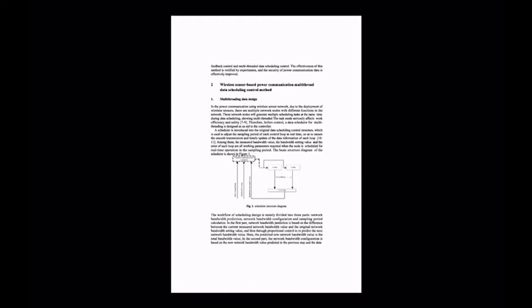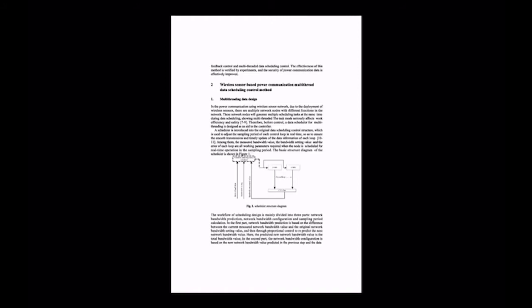Therefore, before control, a data scheduler for multi-threading is designed as an aid to the controller. The scheduler is introduced into the original data scheduling control structure, which is used to adjust the sampling period of each control loop in real time, so as to ensure the smooth transmission and timely update of the data information of each loop.